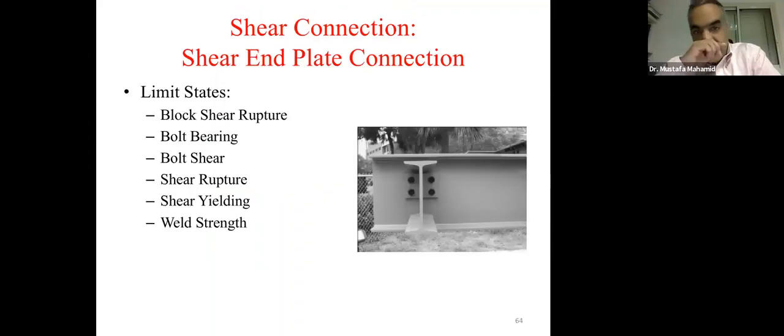Okay, end plate connection, that's a shear connection. So as you can see in the figure, it's a plate that's bolted to the support, and then the supported beam is welded to that plate. So that's an end plate shear connection. So here we have block shear rupture, bolt bearing, bolt shear, shear rupture, shear yielding, and weld shear as the limit states.